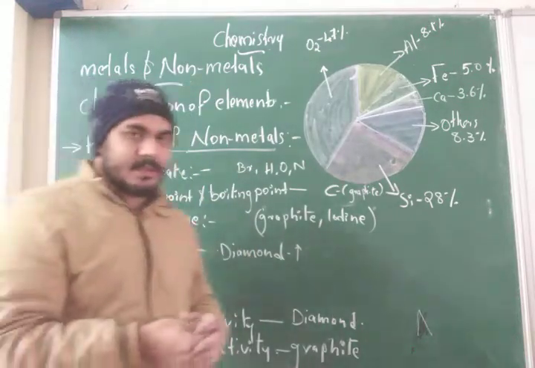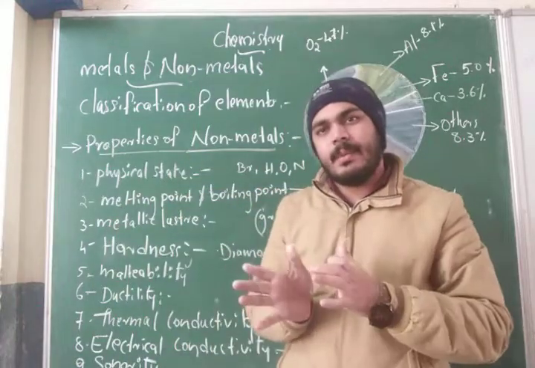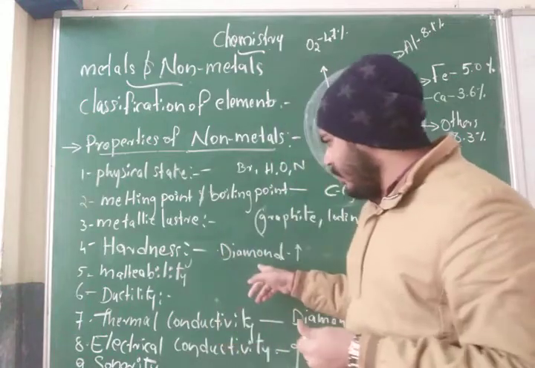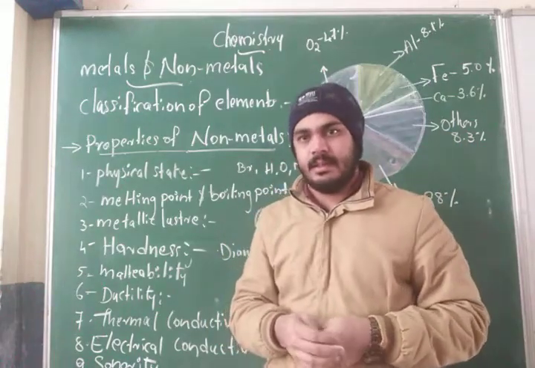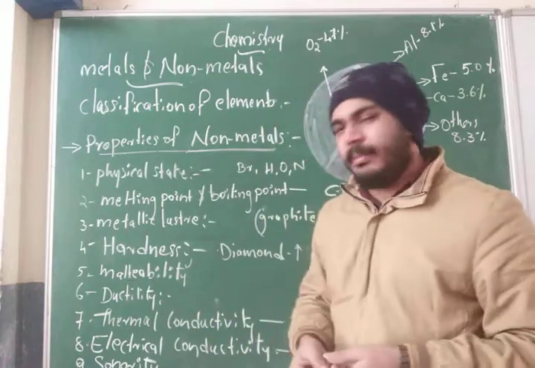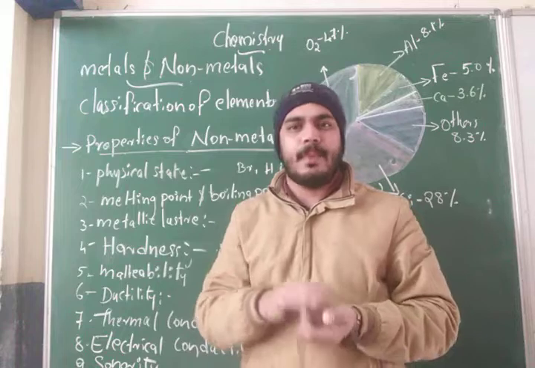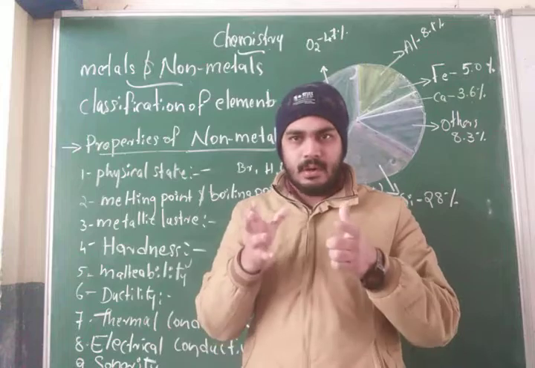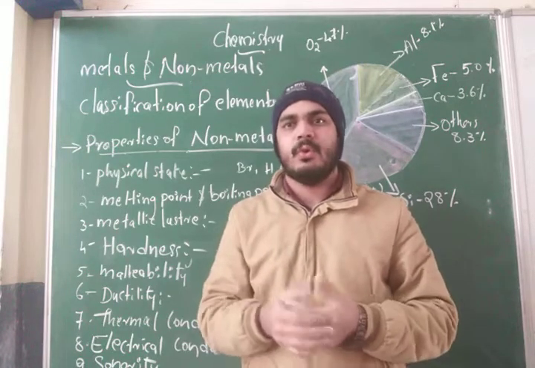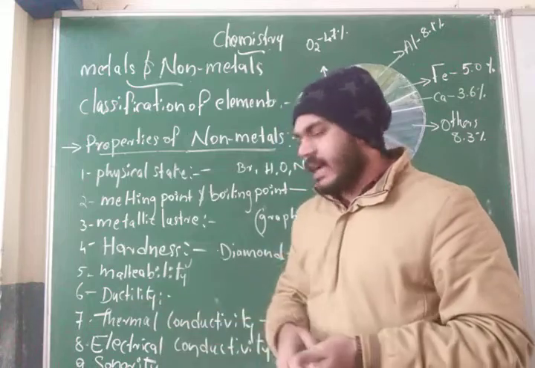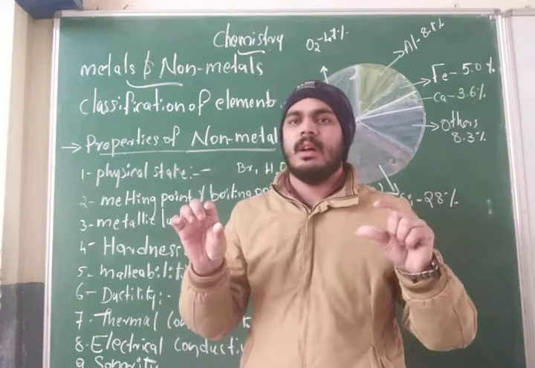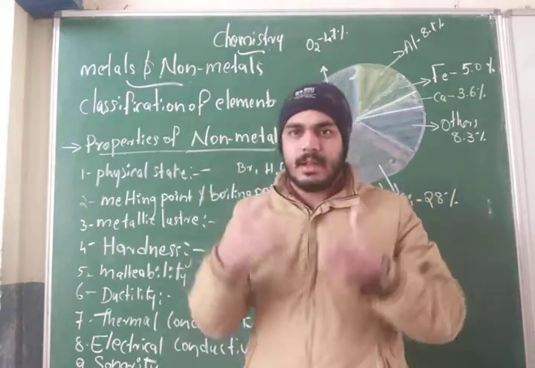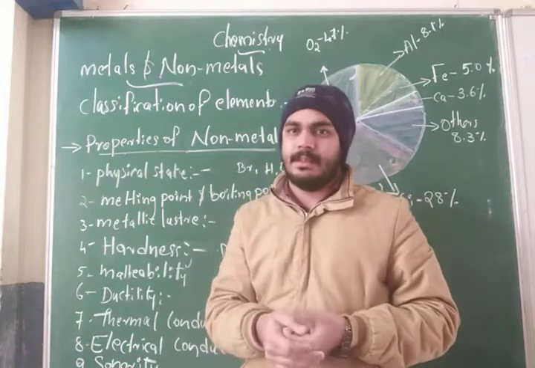And next one, hardness. Non-metals are very soft in nature, but diamond alone has great hardness. Okay. And malleability means here it is not possible to make the sheet. If we hammer the non-metals, they break into small pieces. And next one, ductility also. It is not possible to make wires. If we apply pressure on non-metals, what happens? They break into small pieces.